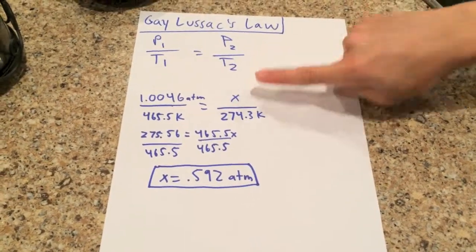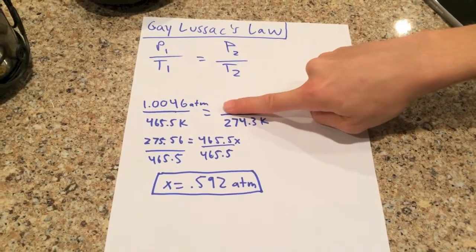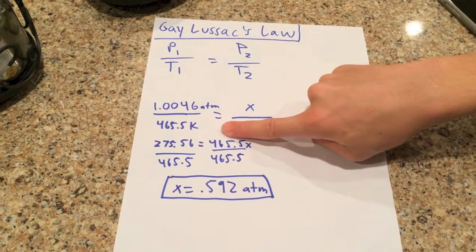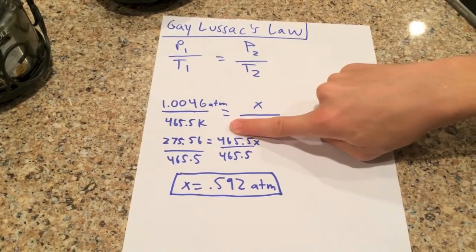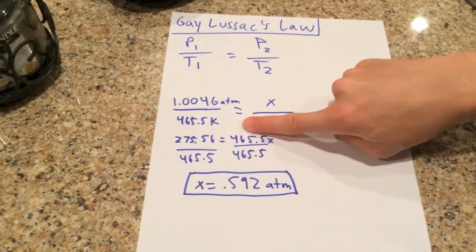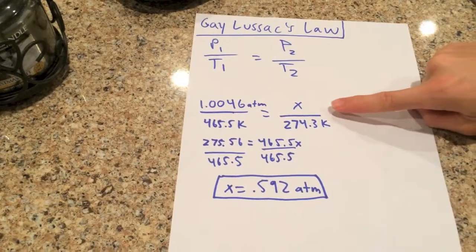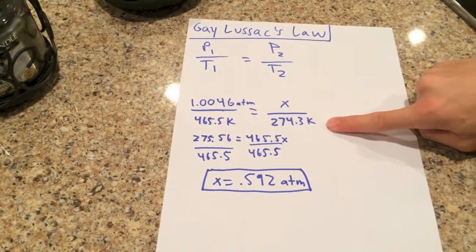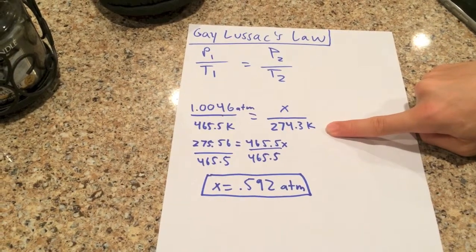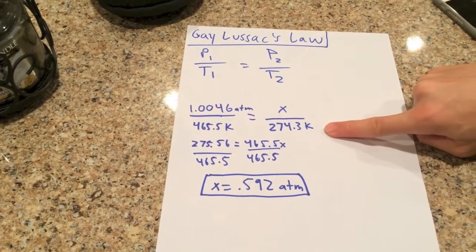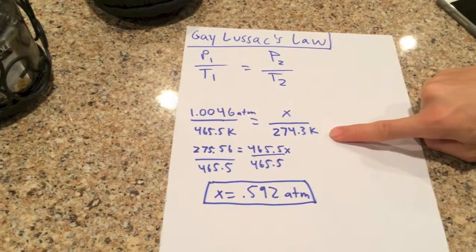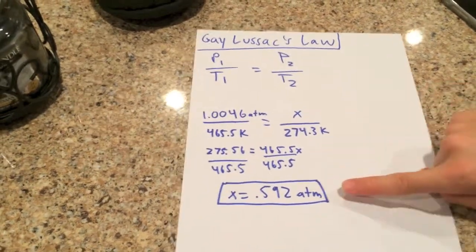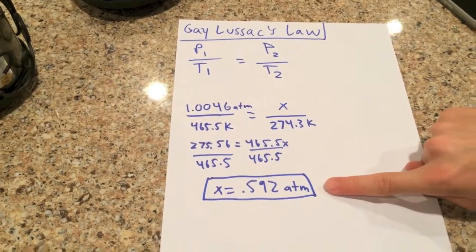So we plugged in the pressure 1, which was 1.0046 atm, over the temperature 1, which was 192.5 degrees Celsius, which is 465.5 Kelvin. And then the pressure 2 we didn't know, so that's going to be our X. And then our temperature 2, which was the temperature of the ice water, was 1.3 degrees Celsius, which equals 274.3 Kelvin. Once we did the math, we find our new pressure to be 0.592 atm.